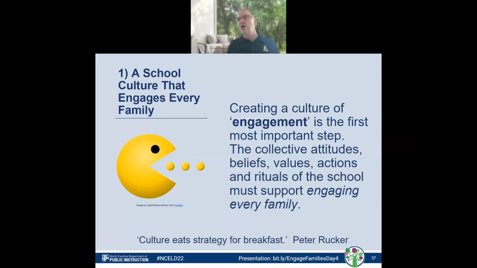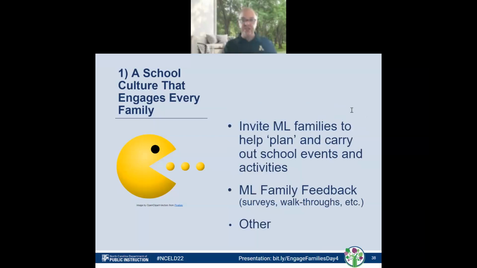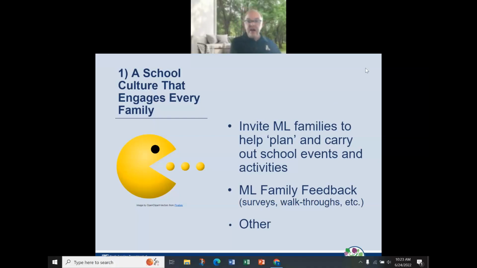So we can throw out all these great ideas of things we could do, but if parents don't feel truly welcome when they walk into the school, it's not going to last. It's not going to be sustainable. So some ways in which we can build that culture is to invite multilingual families to help plan and carry out school events and activities.